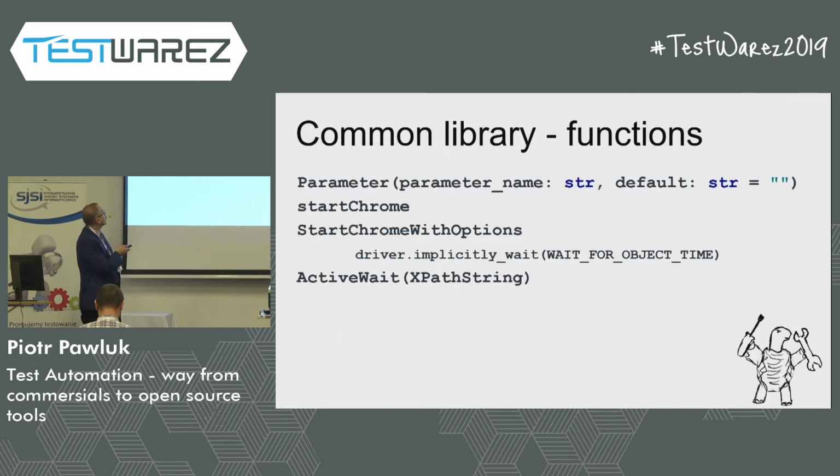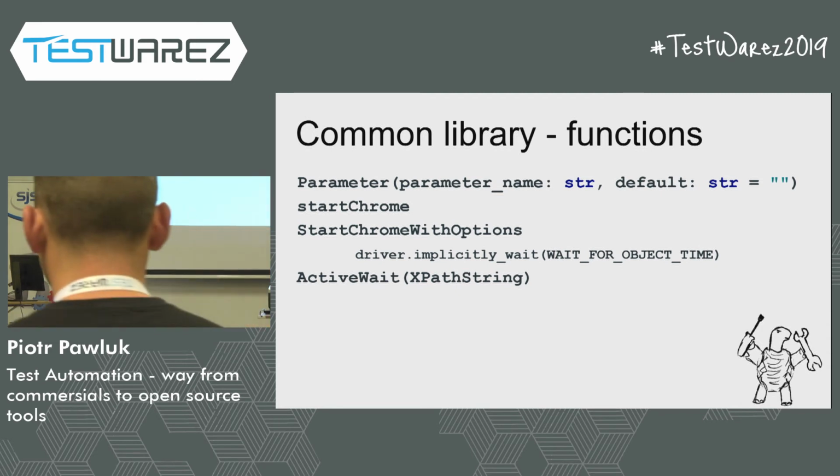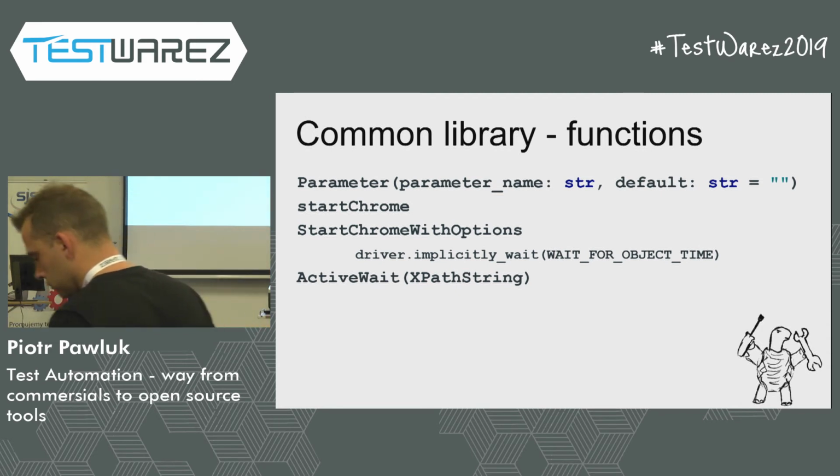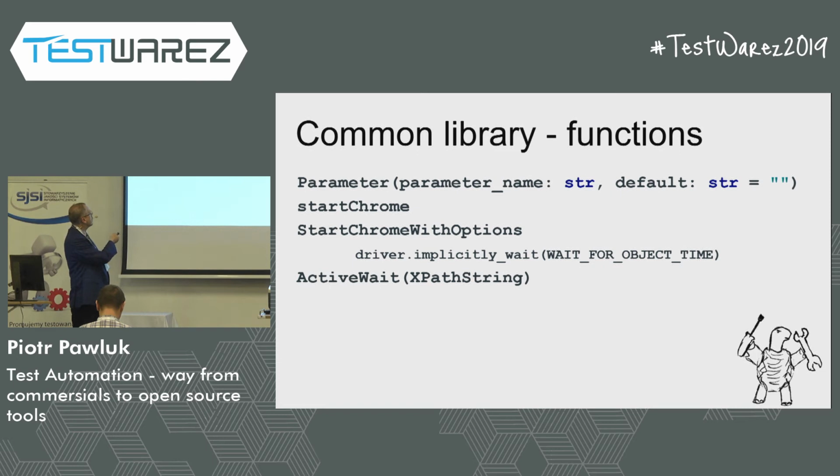Okay, and other functions like get the parameter, start Chrome with options, and we found that, okay, waiting, so this is part of wait for object time, so implicit wait. Sometimes it did not work correctly, so we needed active waiting. So for some XPath which was found, this active waiting was added to the library.